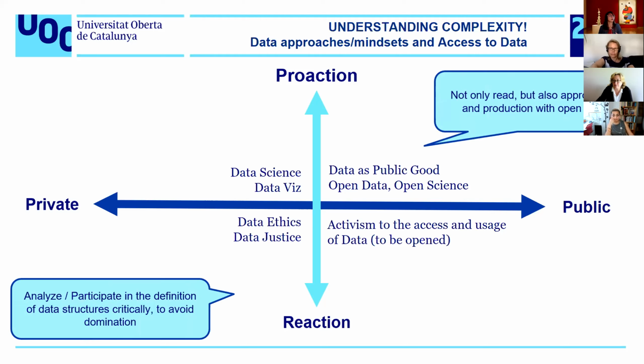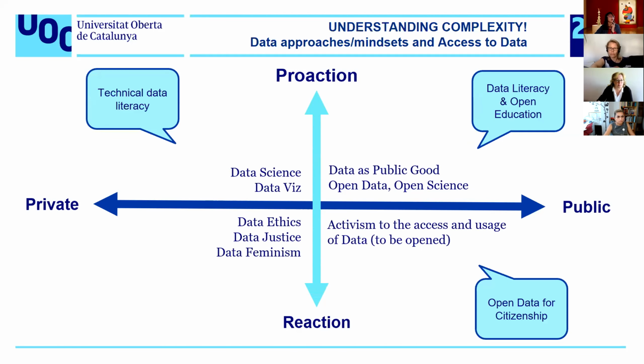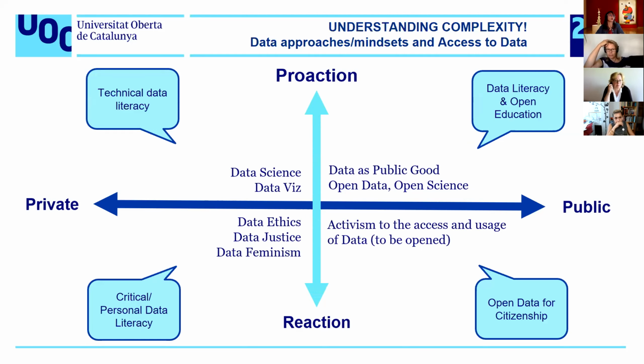Not, for example, in the upper quadrant, only to read, but also to appropriate and produce creatively with open data, something that was said by, for example, Andrea, and to analyze and participate in the definition of data structures critically to avoid domination, something that was present particularly in Barbara's examples in the Norwegian society and also from Leo. So in this regard, we see that we have 4 types of data literacies that we can cultivate. And this is something that we came up with and we discussed also through our working group on data literacy.